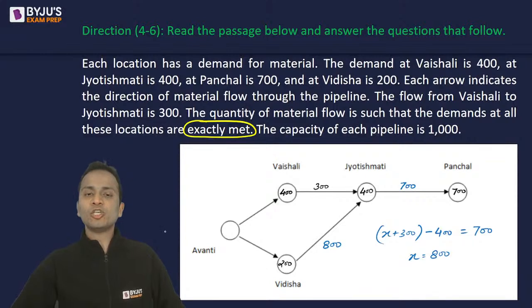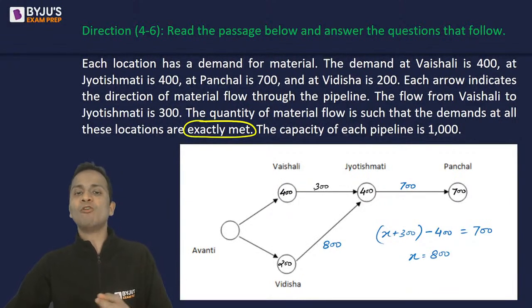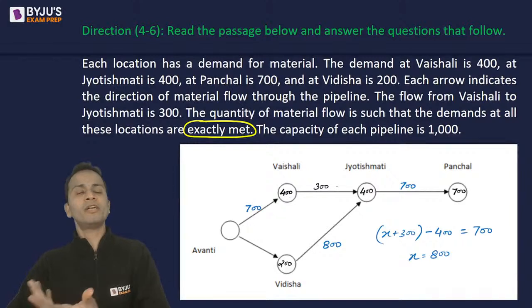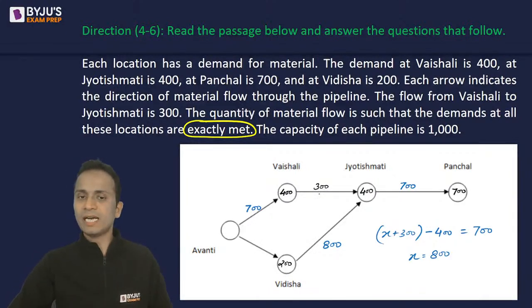Now, for the next two remaining pipelines, the calculation of flow is very easy. If I talk about Vaishali, Vaishali ka demand hai 400 and outflow is 300. So that means inflow 700 का होना चाहिए. 700 minus 400 is equal to 300. Simple as that. And similarly, from Avanti to Vaishali का flow पता लग गया 700.